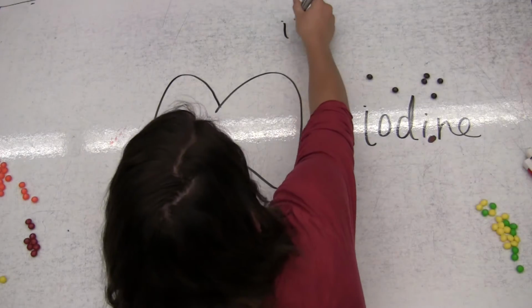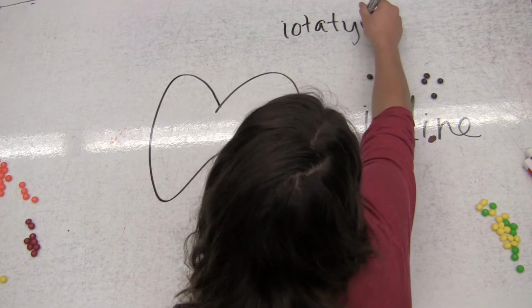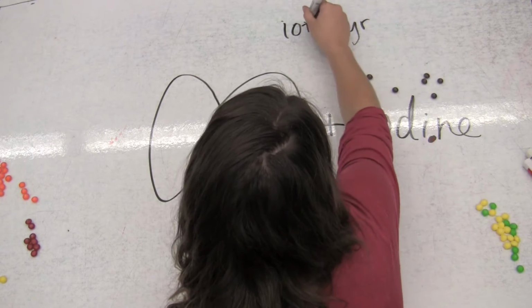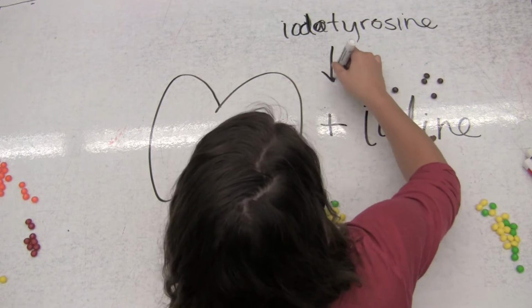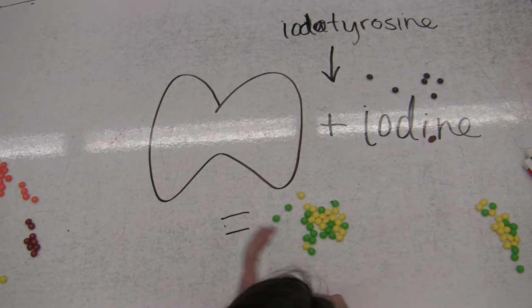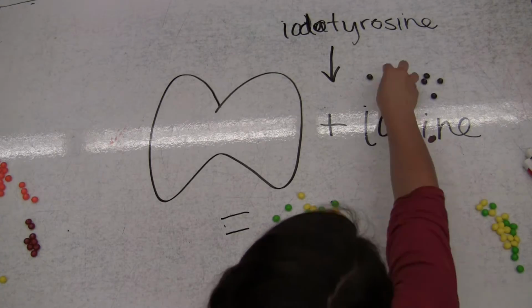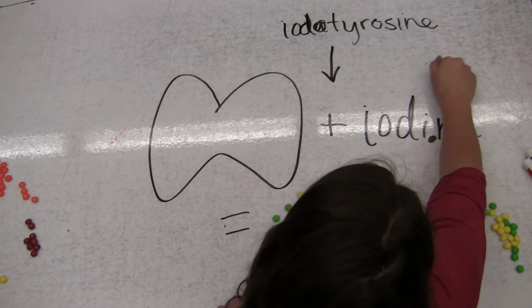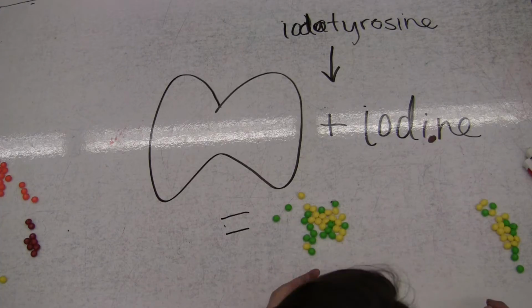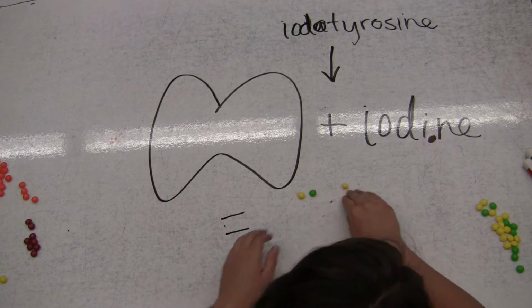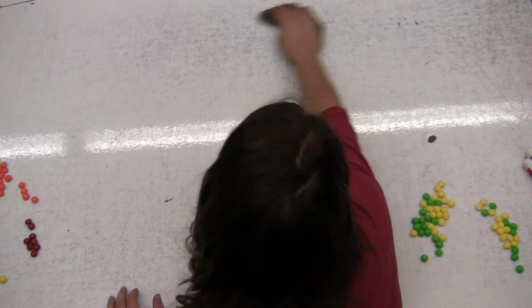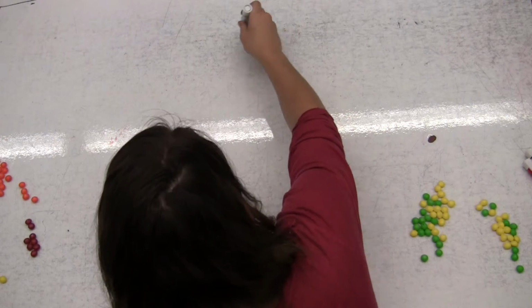T3 is the coupling of monoiodotyrosine, which is one iodine atom and tyrosine, and diiodotyrosine, which is two iodine atoms and tyrosine. It also makes T4, which is the coupling of two diiodotyrosines. 90% of the thyroid hormone produced is T4. However, most of the T4 is converted into T3 to act on target cells.